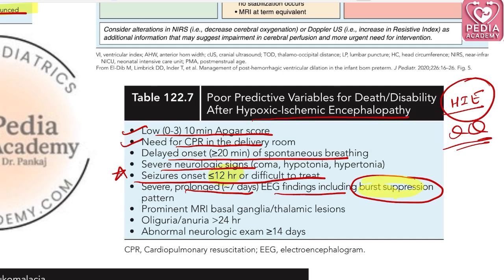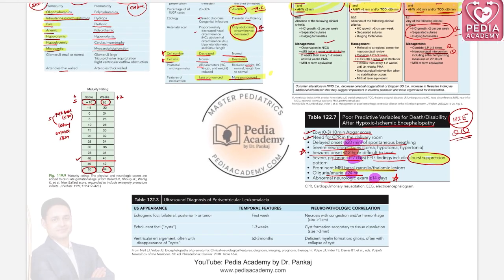Burst suppression pattern is a poor prognostic factor post HIE. Prominent MRI basal ganglia thalamic lesions are poor prognostic factors. Oliguria, anuria more than 24 hours, or abnormal neurological examinations more than 14 days. Basically, you have to remember these values also: 14 days, 24 hours, 7 days, less than 12 hours, less than 20 minutes. Because these are ultra important, you have to remember these.